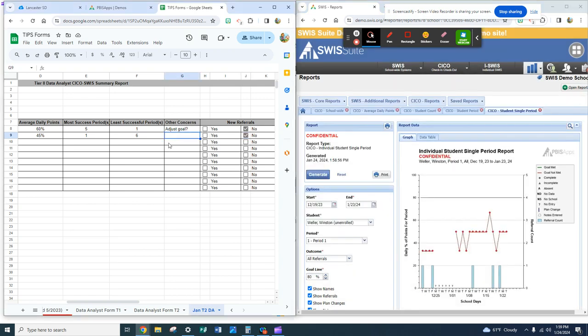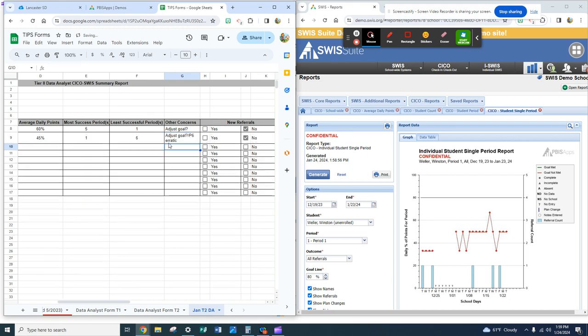So adjust goal, period 6 erratic. Just make little notes there. Okay, we're also going to snip these graphs and put them into our form, and I would have done that on the other student before I changed the data to Winston.